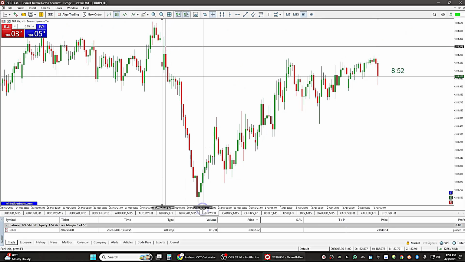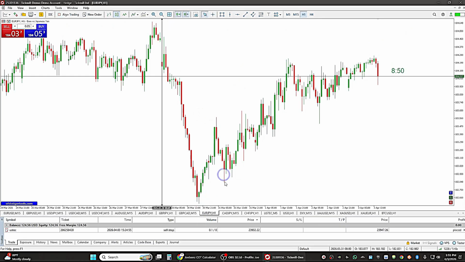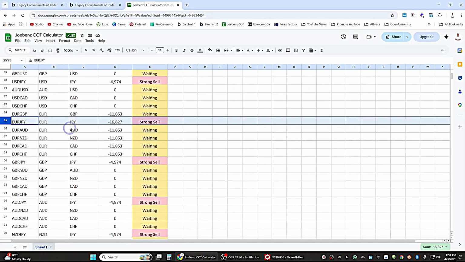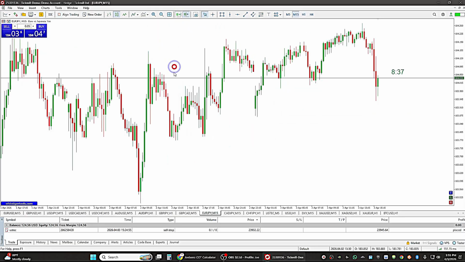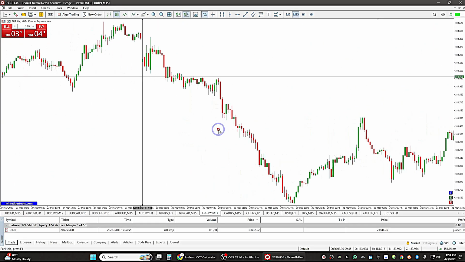The market plunged completely down to this extent. What did the calculator tell you? The calculator told you we have a strong sell. And did it happen? Yes, it happened. Okay, now I'll show you that because I'm still on the 1 hour time frame. If I scale down to the 15-minute time frame, let's start from Monday, you are going to see how the market moved down violently.